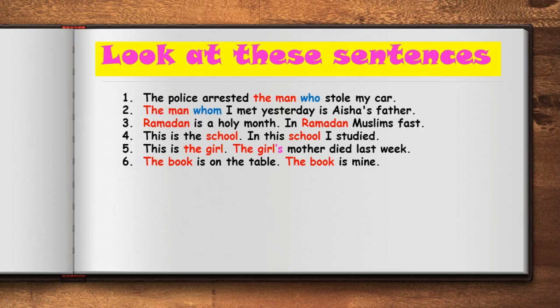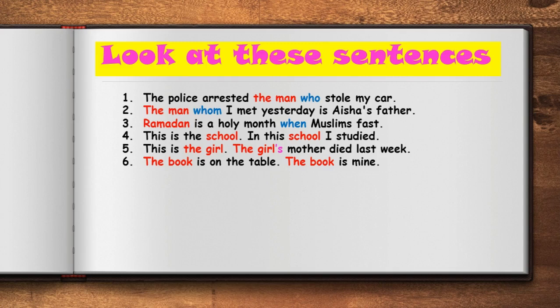For number 3, we have actually two sentences too. We have: Ramadan is a holy month. In Ramadan, Muslims fast. So again, the word that keeps repeating is Ramadan. And Ramadan here is a period of time. Okay, so we're going to use the relative pronoun which is used with time. So it is when, and the sentence is going to be like this: Ramadan is a holy month when Muslims fast.